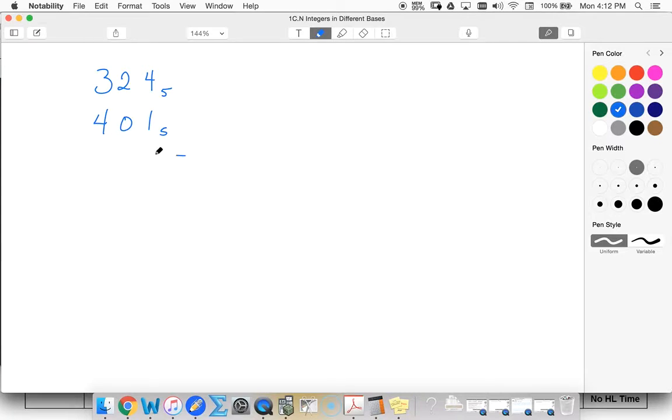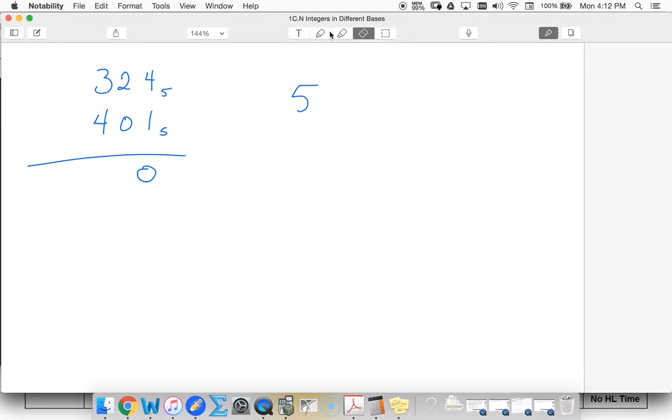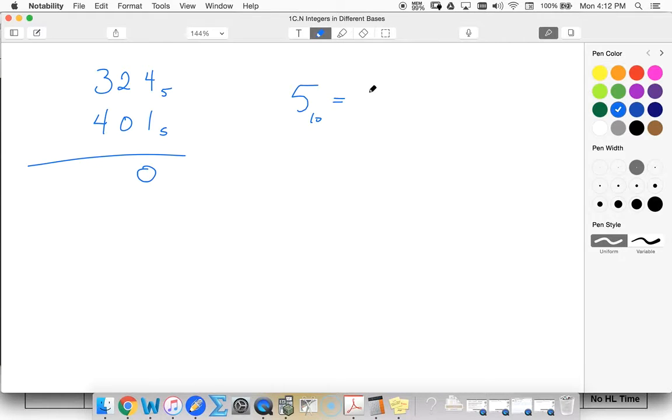Okay, so when I get 4 plus 1 in base 5, well, 4 plus 1 is 5, but in base 5, 5 is actually a 0 and a 1. So 5 base 10 is equal to 10 base 5. That's funny. So I write down my 0, we've got base 5 again, and I'm going to carry the 1.